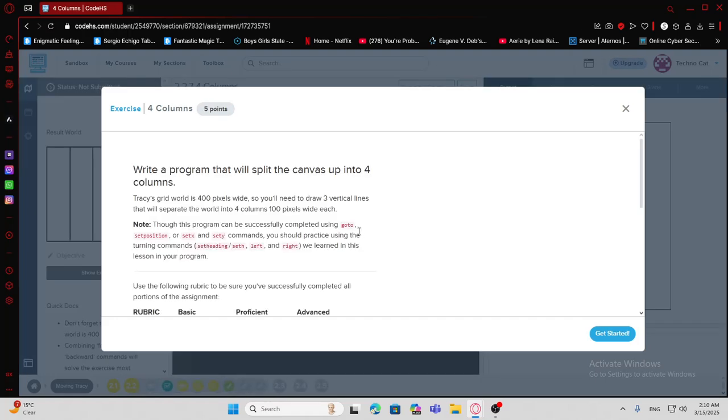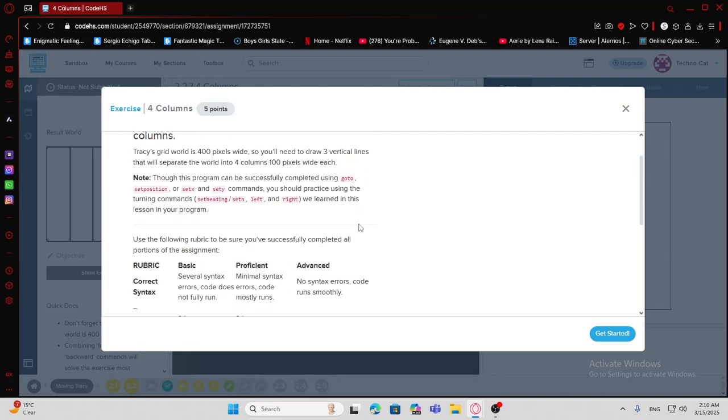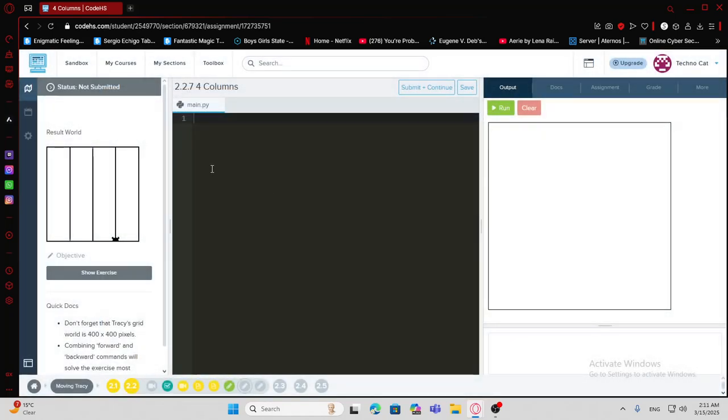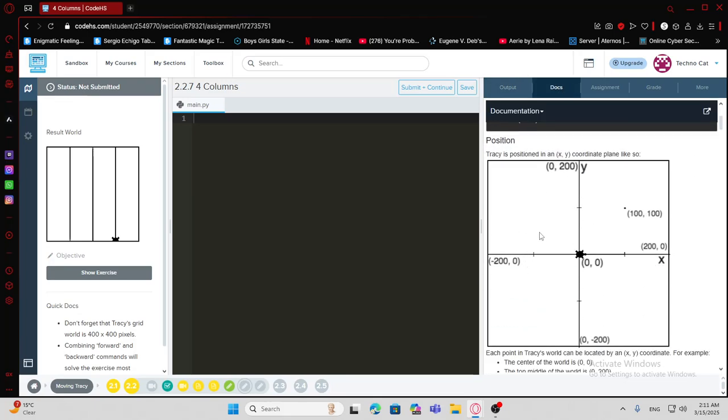And anyways, we got 4 columns now. Which means we need 3 vertical lines separated with 4 columns, 100 pixels wide each. Nice. Okay, so I like coming over to the documentation a lot because this is practically what we have to use. If this very edge is negative 200 and this edge is 200 and we only need 3 lines, you're not going to use these edges. You're going to use these in the middle. So if this is negative 200 and this is 0, this is going to be a negative 100. And if this is 200 and this is 0, this is going to be a positive 100.